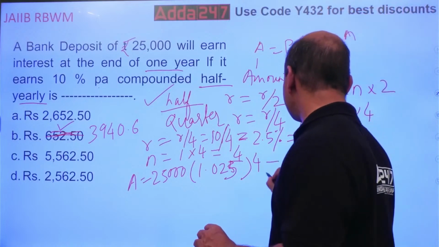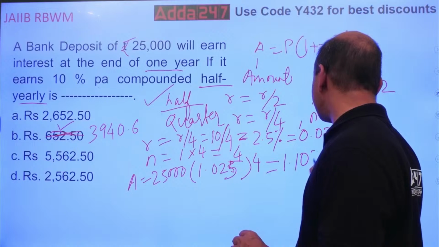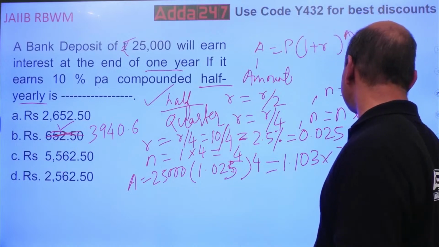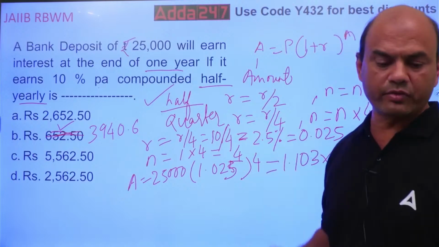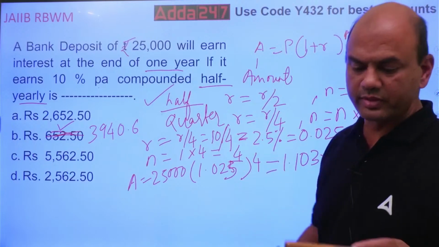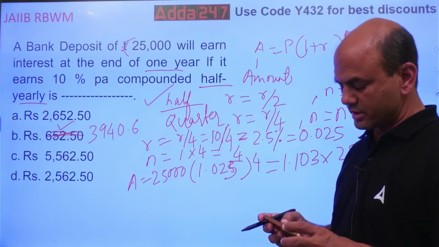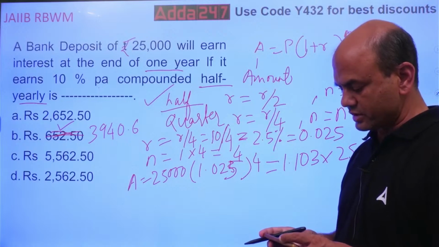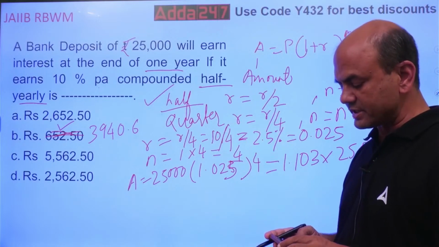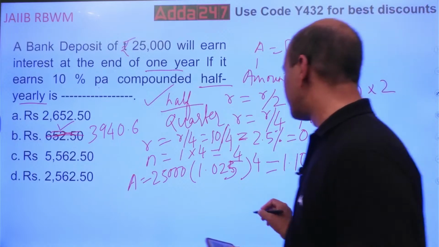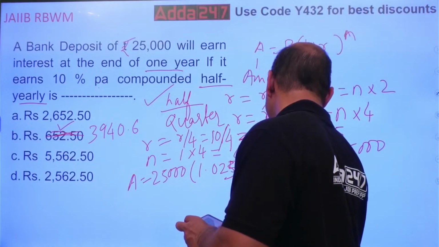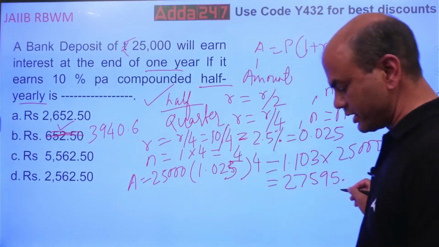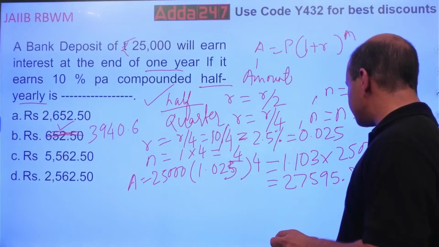So it is equal to 1.103, but this is multiplied by 25,000. Multiplied with 25,000, what will you get? It is 27,595.32. But this is A.